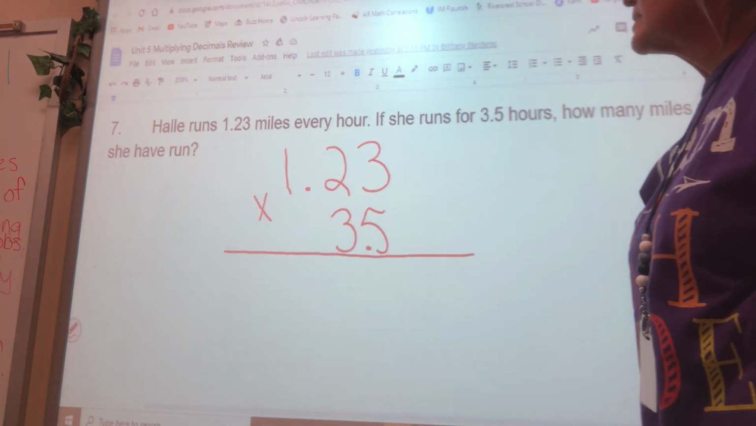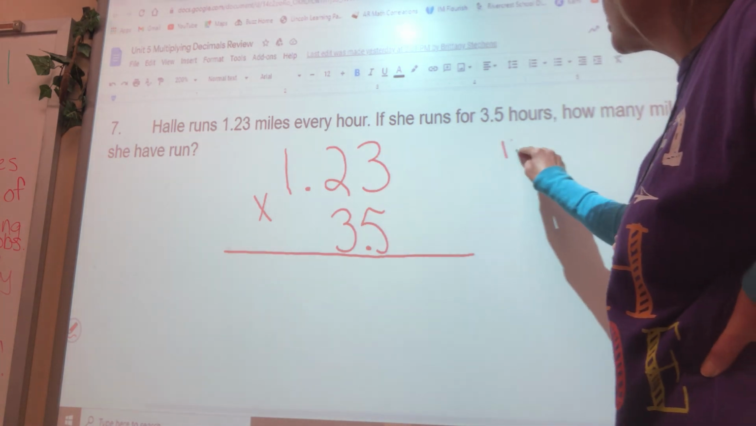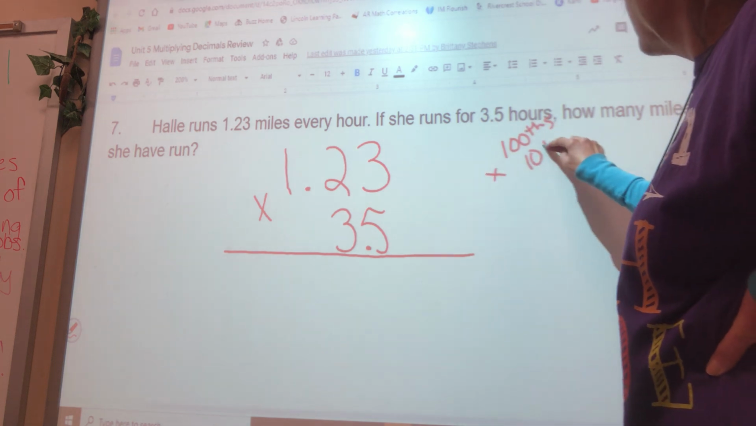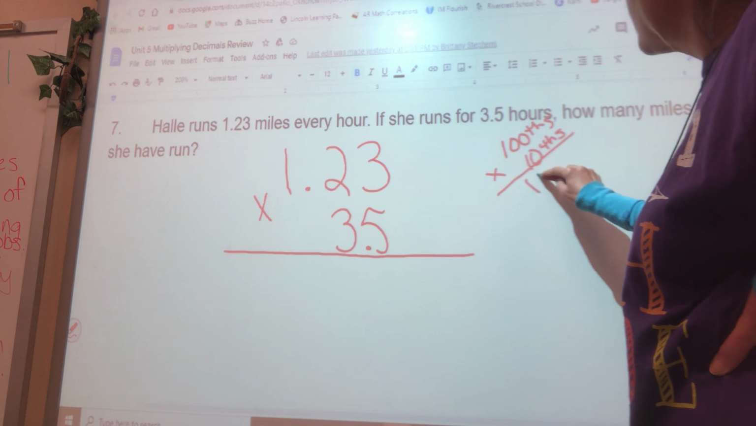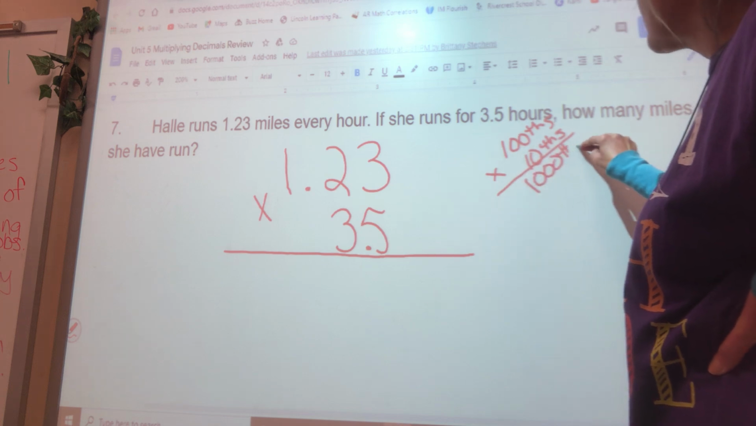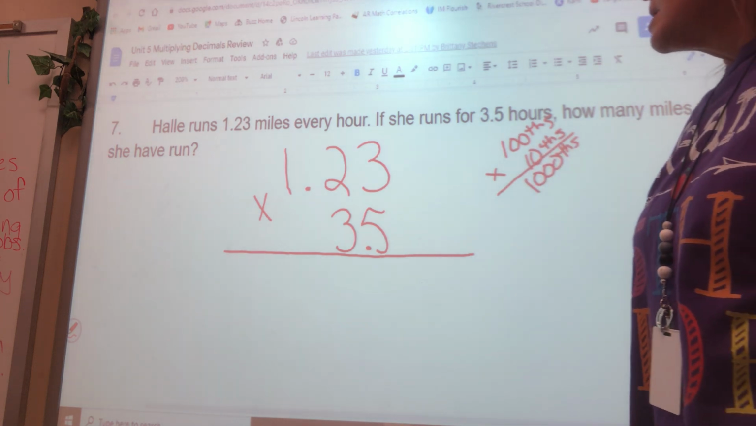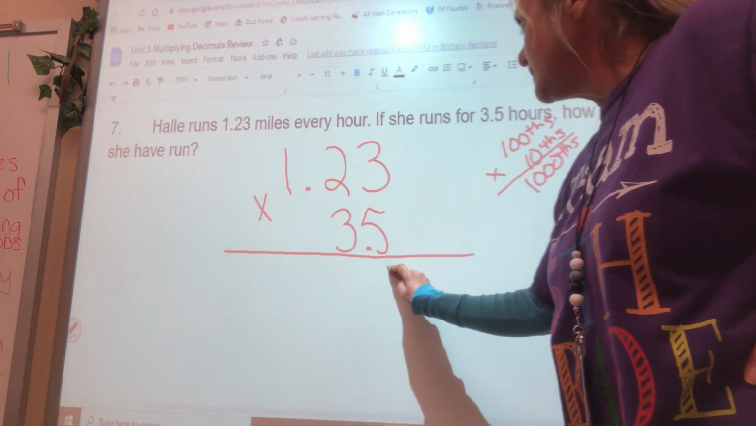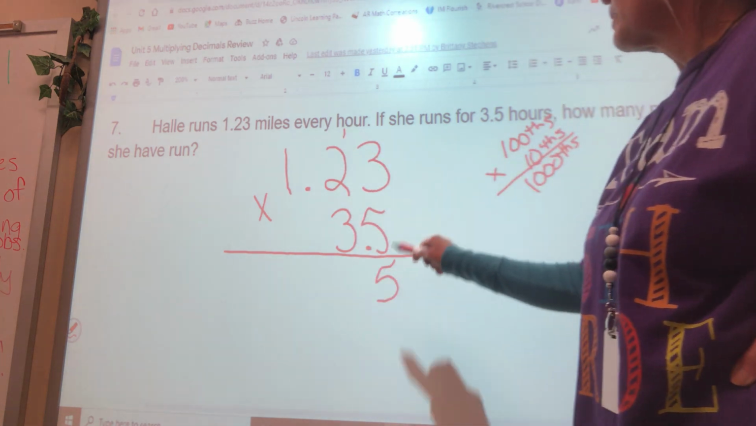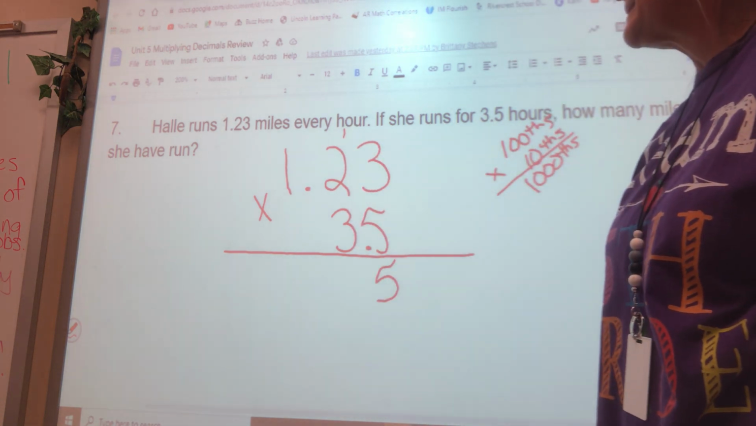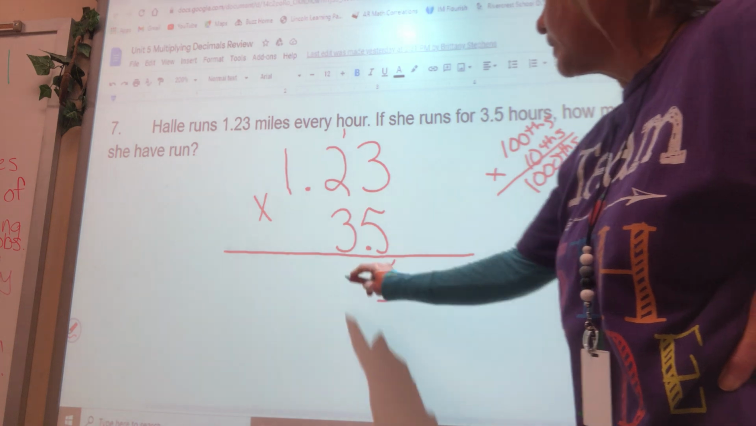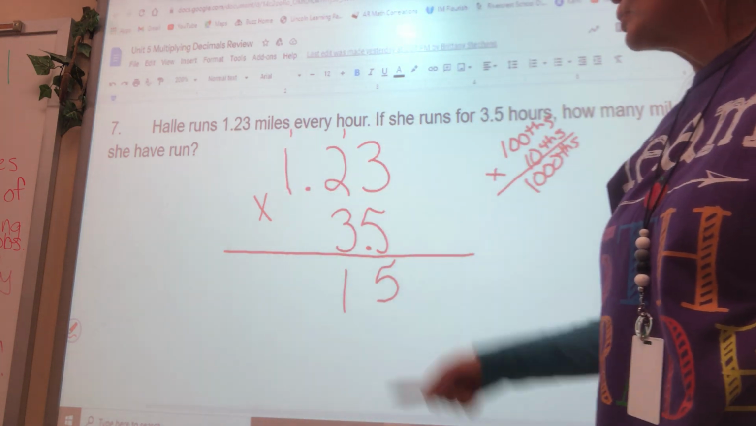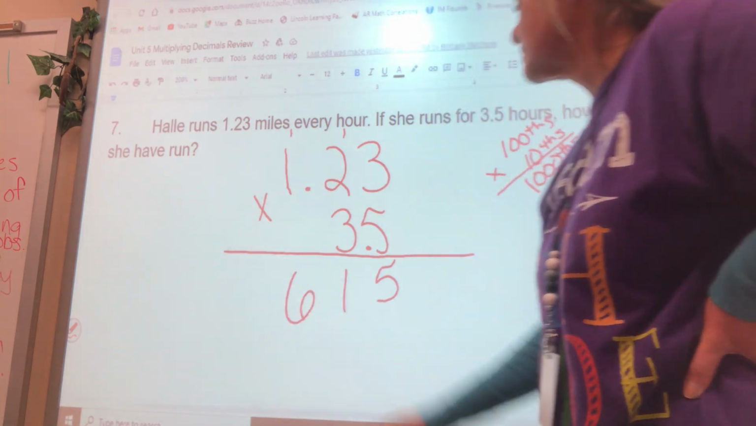Well, before we even get started, we're multiplying hundredths times tenths. So we know that our answer should be in thousandths. Okay? So we go ahead and just do regular multiplication. 5 times 3 is 15. 5 times 2 is 10, plus the one that we carried is 11. 5 times 1 is 5, plus the one that we carried is 6.